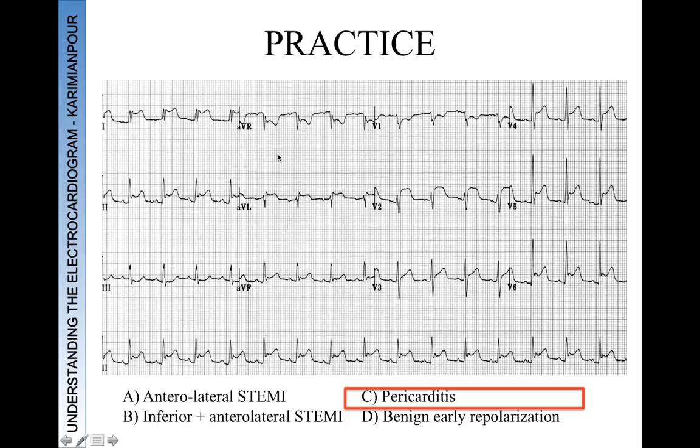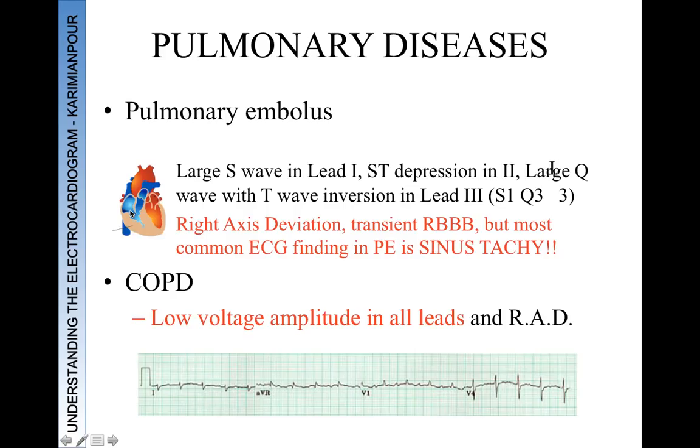And if you look for the PR segment, you see that the PR segment is elevated in AVR, and in all the other leads, the PR segment appears to be depressed below the baseline slightly. So this is pericarditis.